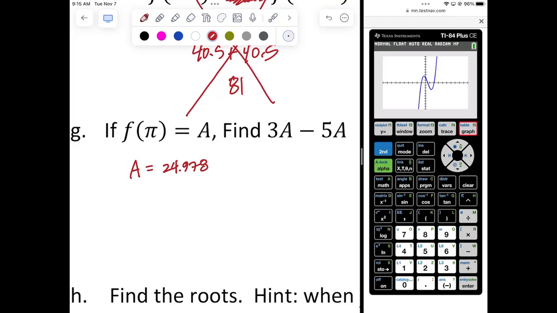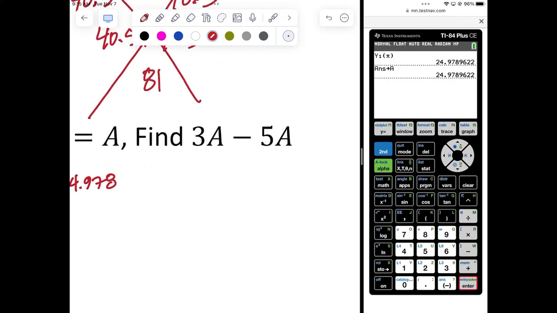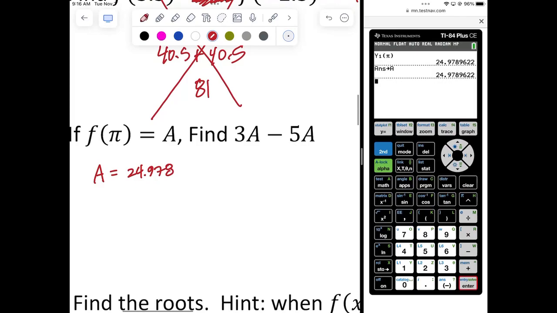Okay, so anyway, back to where we were. Let's review what we did. I found f of pi, so I did it the right way, alpha trace of pi, right? And then I stored that as alpha A, boom. Now, what is 3a minus 5a? Well, this is why we wanted to store the value.